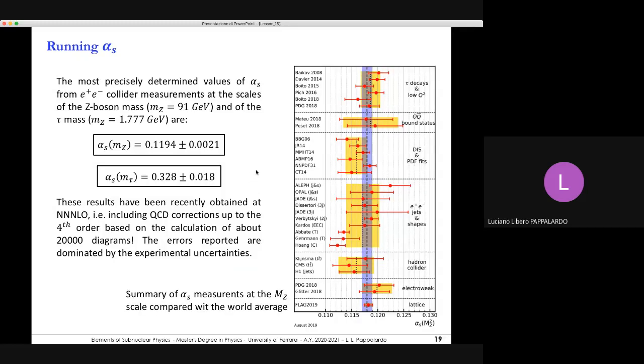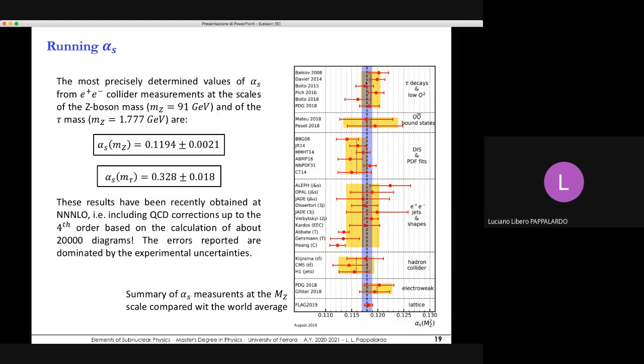And this figure gives you just a hint of the many measurements that have been performed and that are now available of the alpha strong. This is specifically at the mass of the Z, okay? And one can probe the value of alpha strong in many different ways.